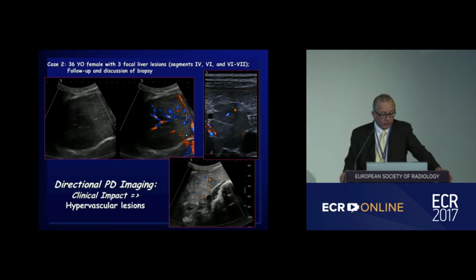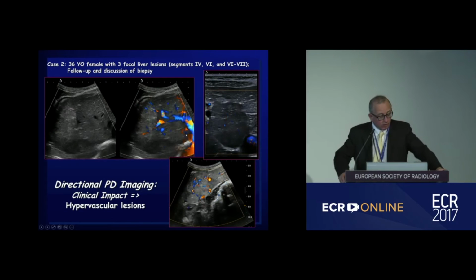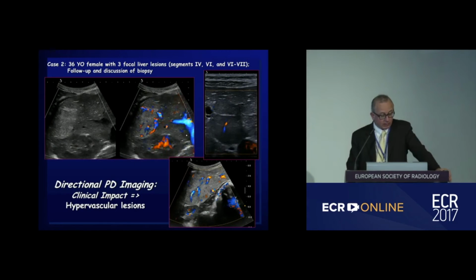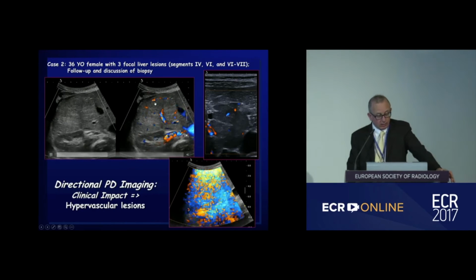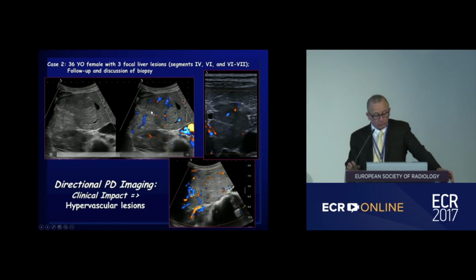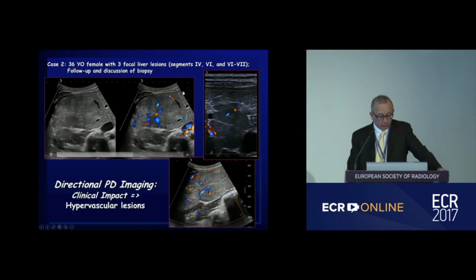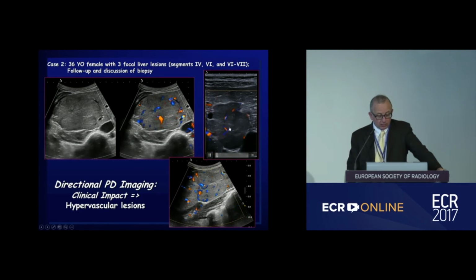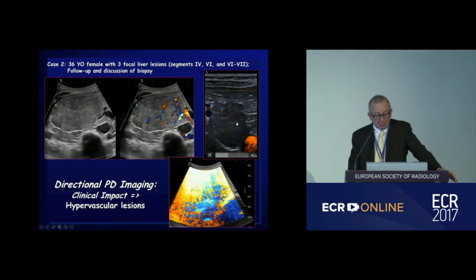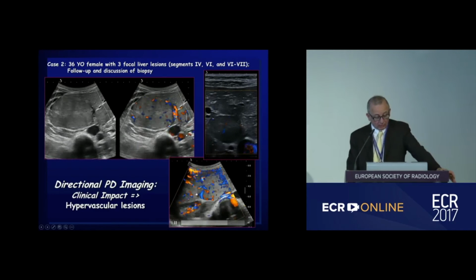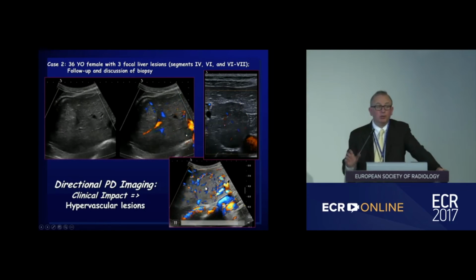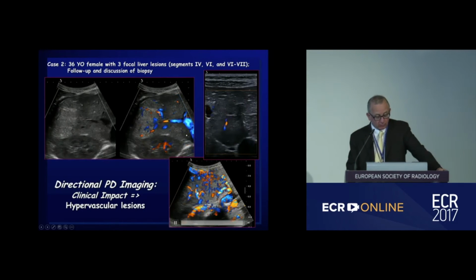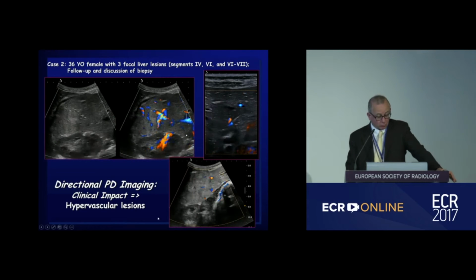And of course, then we look at the Doppler, and then we see that these lesions are vascular. The larger one has little information about the blood flow pattern. On the smaller ones, you see some kind of stellar pattern, maybe, maybe not. It's very difficult, but the deeper one has clearly a pattern with a stellar distribution of the blood flow. So maybe this one is FNH. The other ones, I'm not so sure.